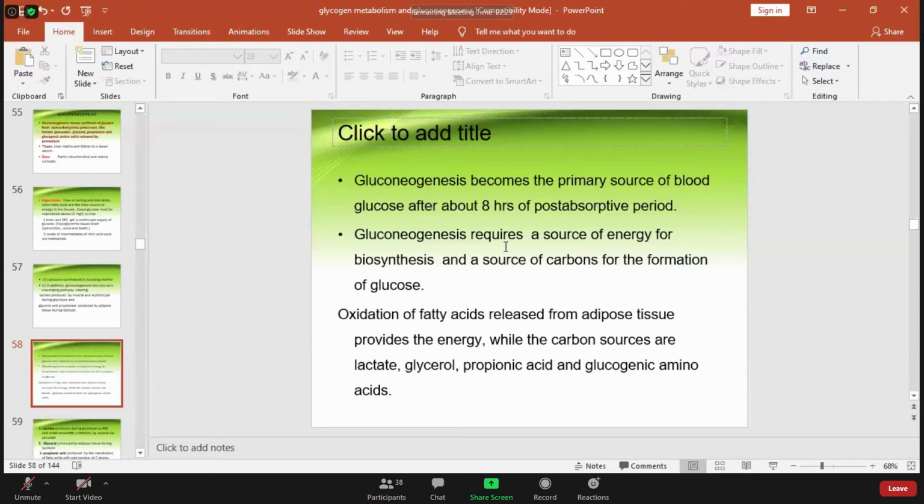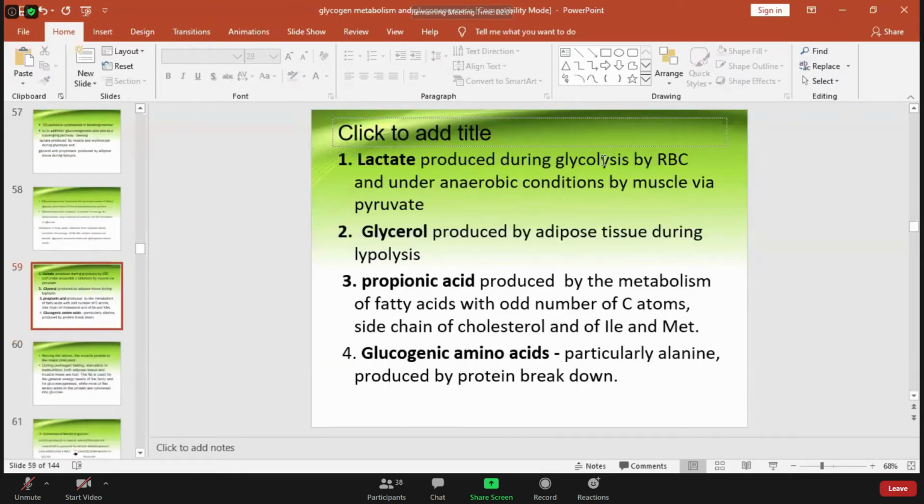You have seen the sources of carbon are lactate, glycerol, propionate, and glucogenic amino acids, whereas the energy source is oxidation of fatty acids. Oxidation of fatty acids released from adipose tissue provides the energy, while the carbon sources are lactate, glycerol, propionic acid, and glucogenic amino acids. Lactate is produced during glycolysis by RBC and under anaerobic conditions by muscle via pyruvate. Glycerol is produced by adipose tissue during lipolysis.